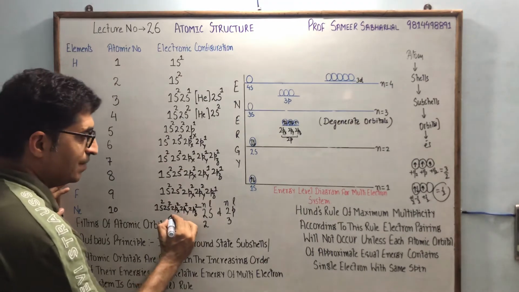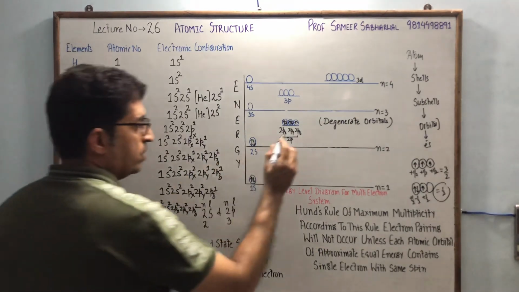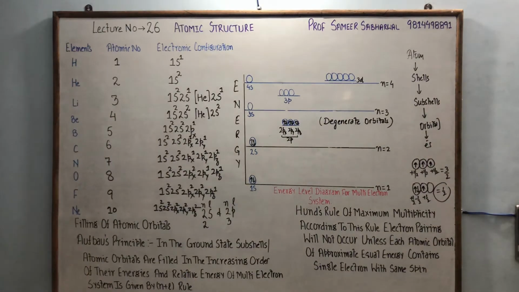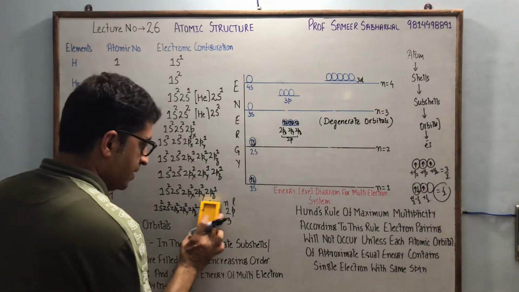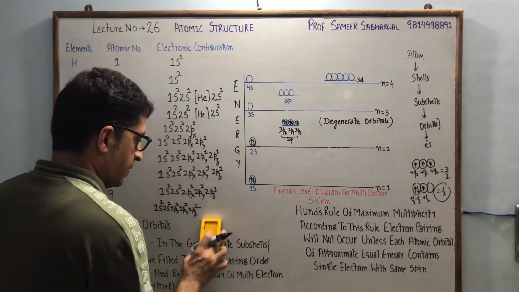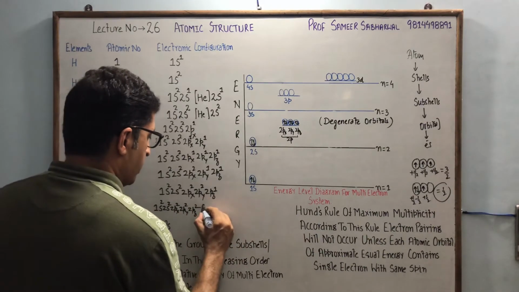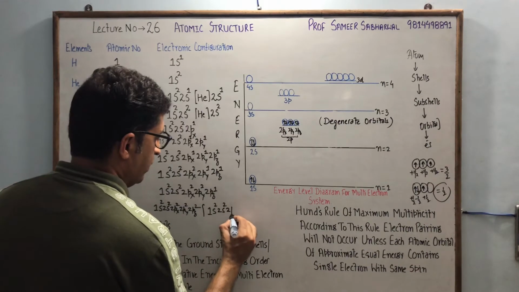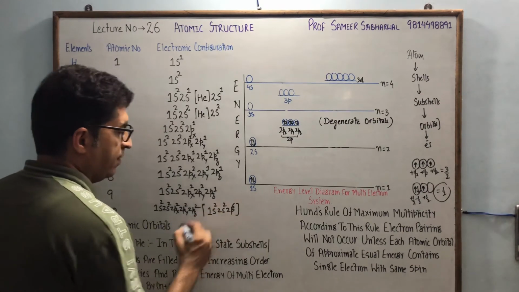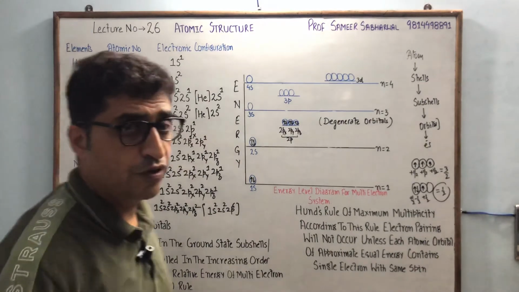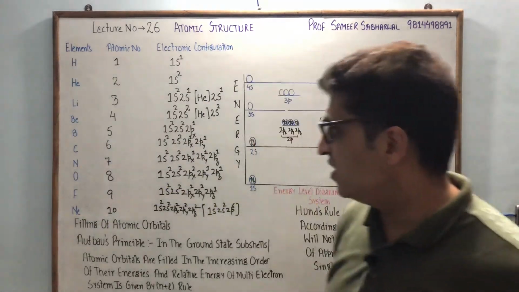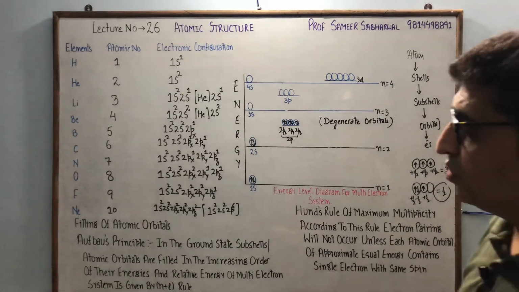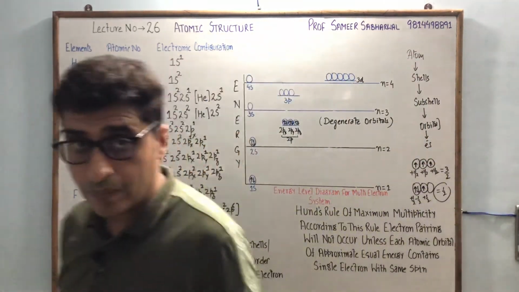Or I can simply write this as 1s2, 2s2, 2p6, because the subshell is completely filled, and this is the configuration of neon. So very easily you can understand how we do the filling of subshells or orbitals.